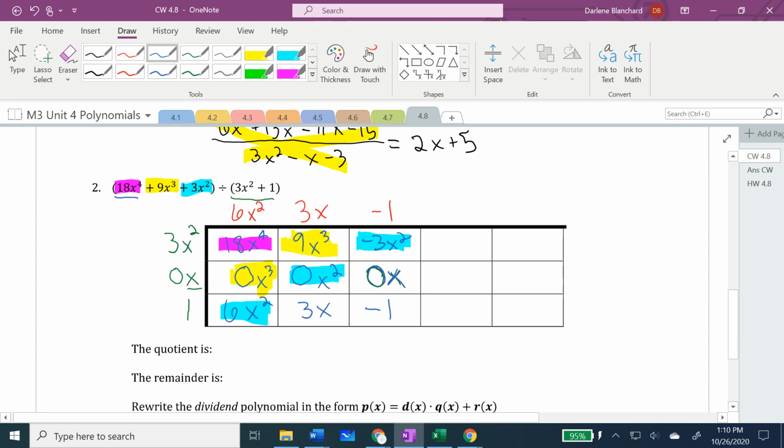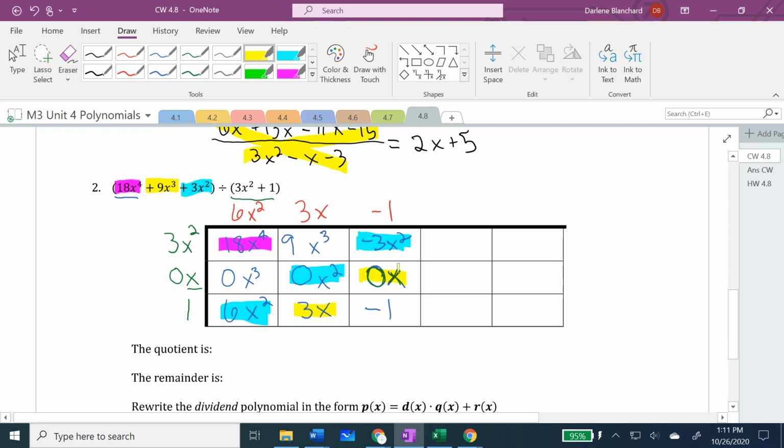Now, here we go. Are you ready? I'm going to try to erase these highlights without erasing the polynomial. Darn it. Okay. So that was 0x cubed, and that was a 9, I believe. Yes. Okay. I just wanted to erase those so I can use this color again.